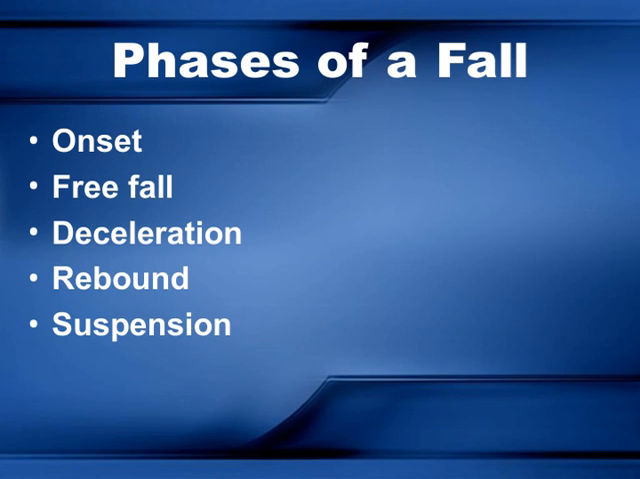After reaching a certain velocity, deceleration occurs as the body begins to slow down, often due to contact with surfaces or other forces. Then comes the rebound phase, where the body bounces back after impact. This is an important aspect to understand, especially in injury prevention strategies. Finally, we have suspension, where the body is temporarily supported or held before coming to rest. These phases collectively help us understand the dynamics of falling, which is essential for designing better safety measures and improving response techniques.